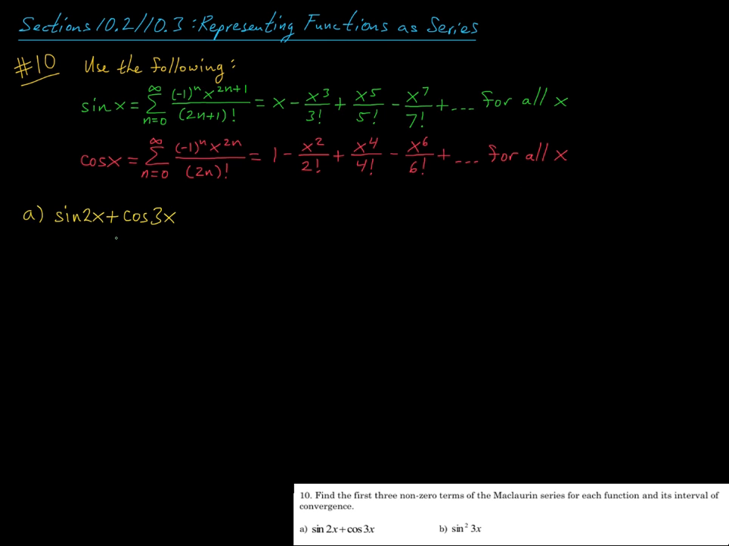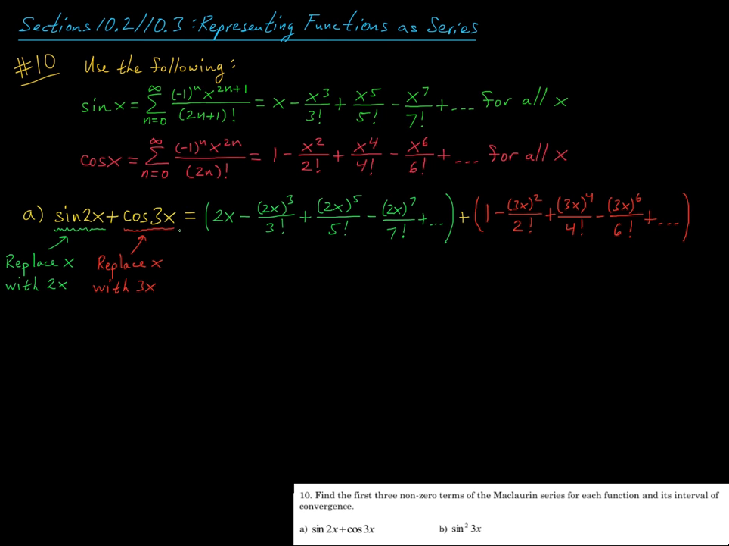All right, so for part A, the idea here is to use the sine series for sine of 2x, but I'm just going to replace x with 2x, okay? And then likewise for the cosine of 3x, I'm going to use this cosine series and just replace x with 3x. And then what I'm going to do is combine those resulting series, all right? So here's what this looks like.